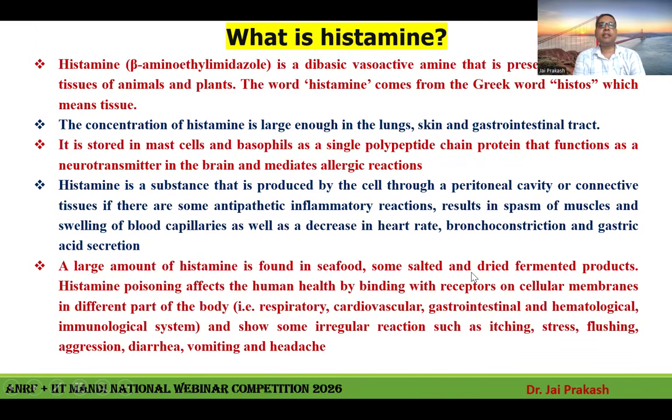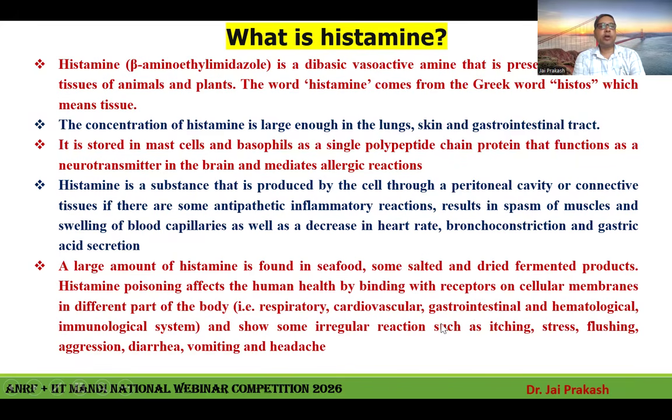Basically, histamine is a dibasic vasoactive amine that is present in most body tissues of animals and plants. The concentration of histamine is large enough in the lungs, skin, and gastrointestinal tract. It is stored in mast cells and basophils as a single peptide chain protein that functions as a neurotransmitter. Histamine is produced by the cell through a peritoneal cavity or connective tissues if there is some inflammatory reaction. A large amount of histamine is found in seafood and some salted and dried fermented products.